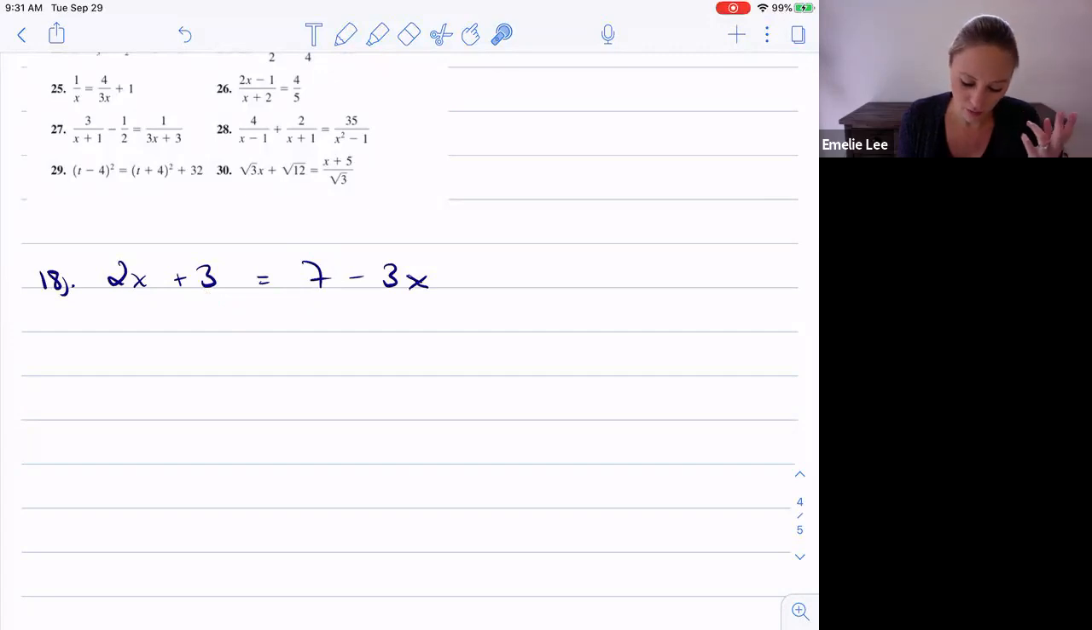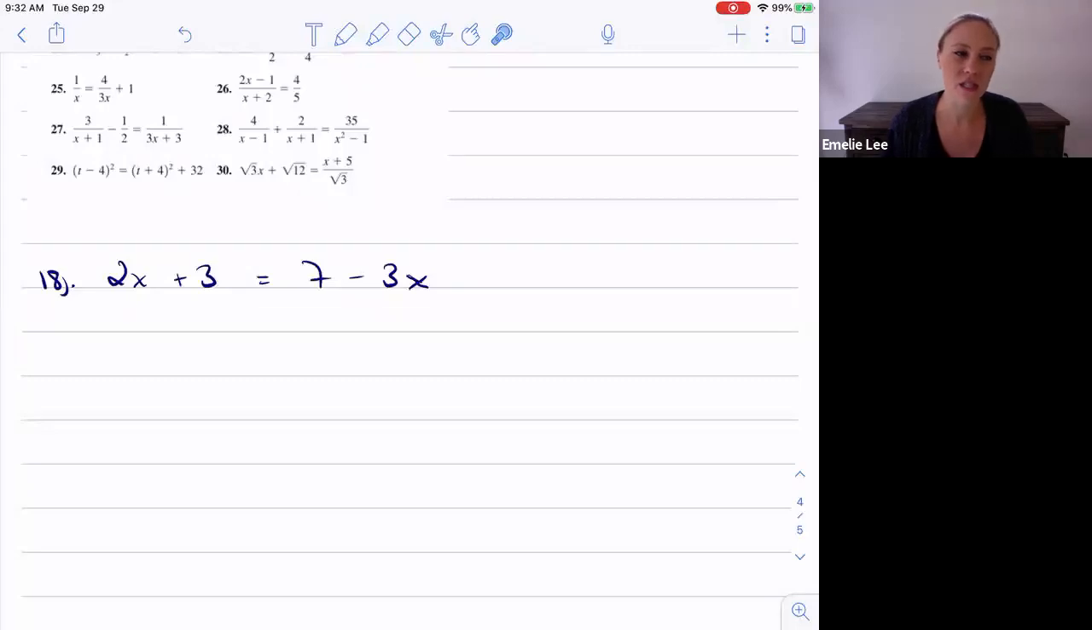So what I'm going to do when I look at this is I'm going to say, okay, well, to move this negative 3x over to the left-hand side, I'm going to add 3x to both sides and then move this 3 over to the right-hand side. And that's just going to make my life easier. Either way, you're going to end up with the same solution.